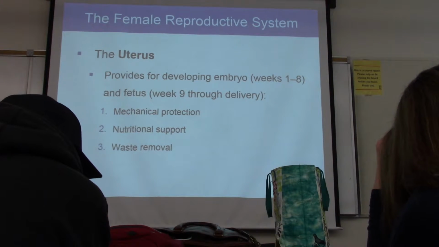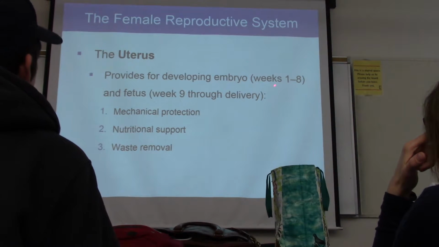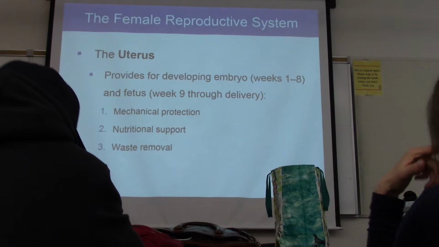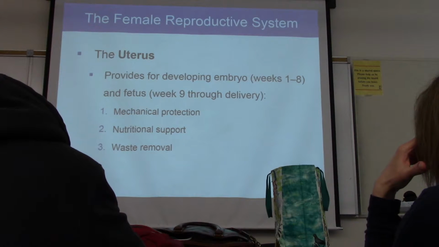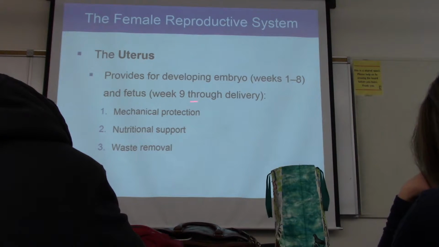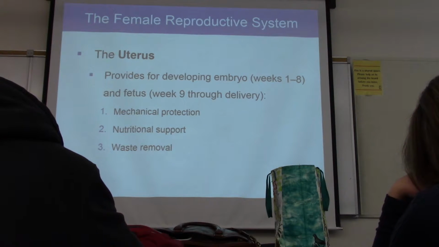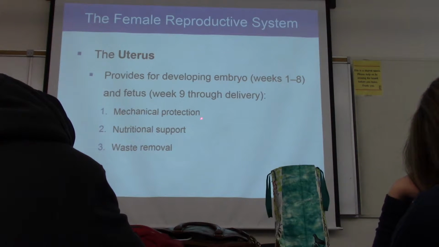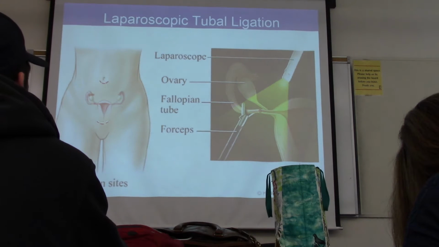I'm not sure if this is true or even important, but they call it an embryo for the first 8 weeks. The reason they do that is because it takes 8 weeks for it to even look like an embryo at all. And even then, at 8 weeks, it doesn't look much like a baby. Then they call it a fetus from week 9 through week 40, which is when most folks deliver. The uterus is going to provide mechanical protection, nutritional support, and waste removal, all 3, for that little fetus.